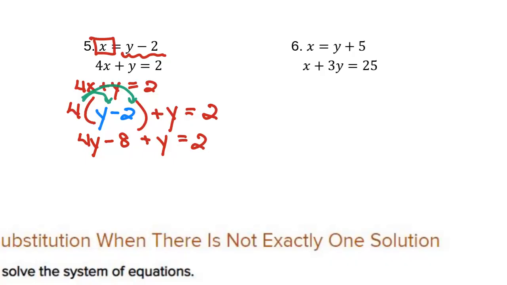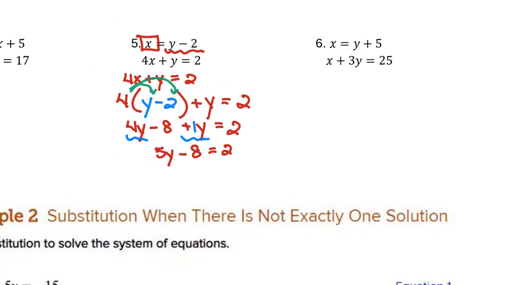Do I have any like terms? Yes. 4y plus y. There's a 1 in front of there that you can put in. 4y plus 1y, Allie, gives me 5y minus 8, good, equals 2. You want to undo any addition or subtraction, so let's add 8. Add 8. 5y is equal to 10. Divide by 5. So y is equal to 2.